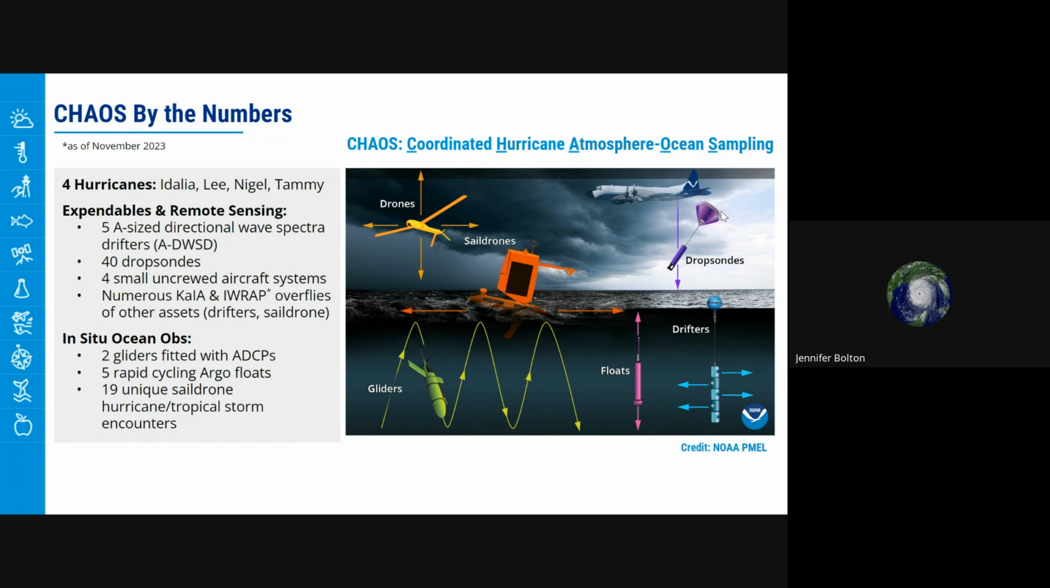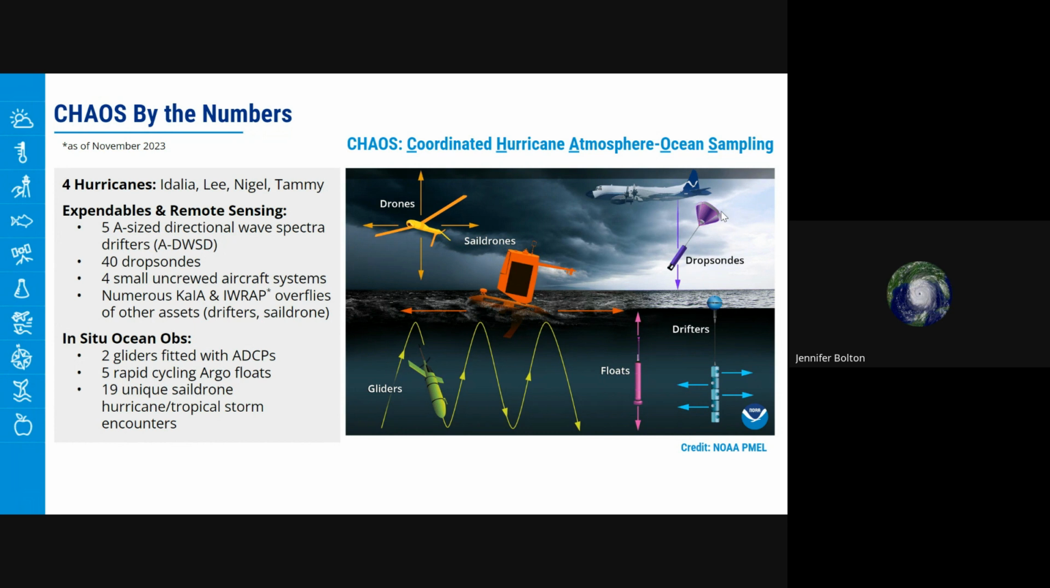So gliders normally don't have ADCPs, so they can't measure the profiles of the ocean currents. This funded 2 of those gliders to put ADCPs on and get profiles of currents, and 5 rapid cycling Argo floats. These are in the Western Caribbean, and they profile every 5 days instead of 10 days, which is the normal. So that helps, especially ahead of hurricanes, getting more profiles.